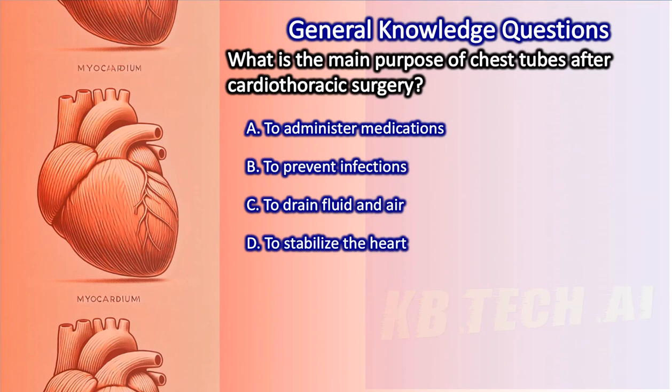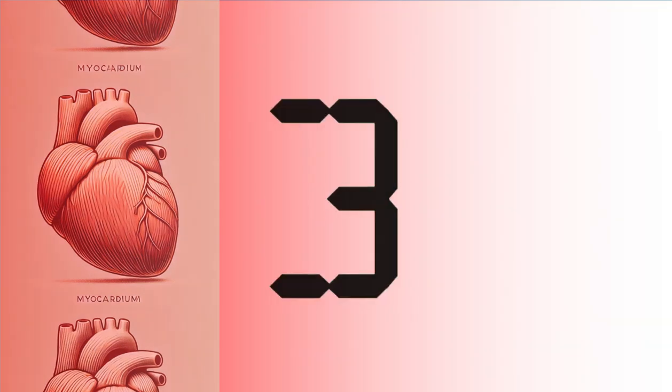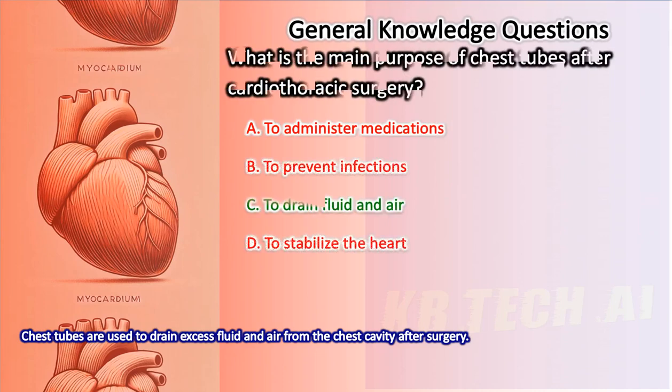What is the main purpose of chest tubes after cardiothoracic surgery? Option 1. To administer medications. Option 2. To prevent infections. Option 3. To drain fluid and air. Option 4. To stabilize the heart. The answer is Option 3. To drain fluid and air.